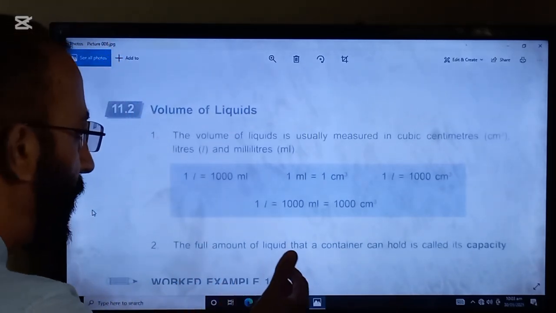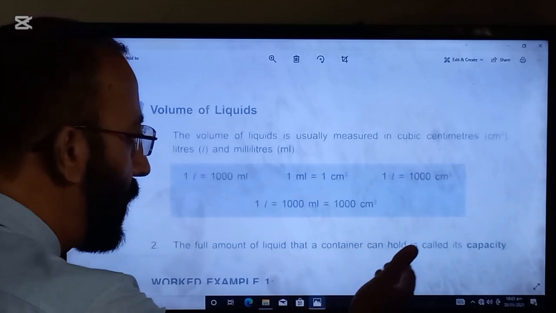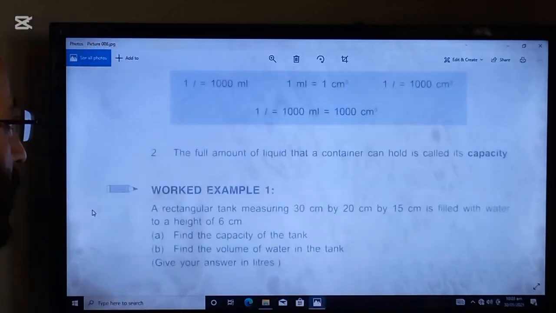The full amount of liquid that a container can hold is called its capacity.